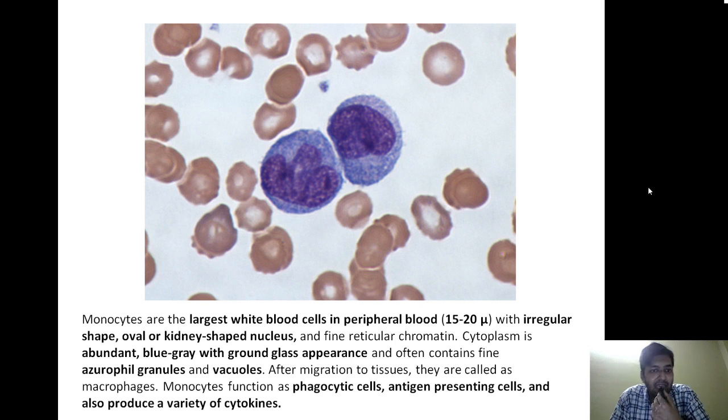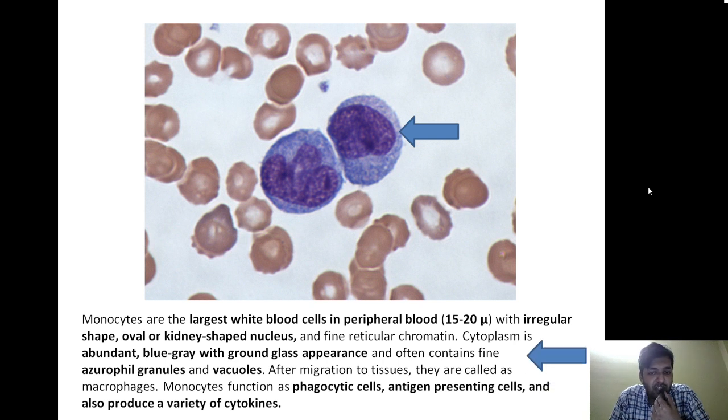So how do we recognize them? They are the largest white cells in the peripheral blood, around 15 to 20 micron in size, with an irregular shape, an oval or kidney shaped nucleus, and very fine reticular chromatin. Cytoplasm is abundant, as you can see, with a bluish grayish, ground glass appearance, and they often contain a few azurophilic granules and vacuoles as well.